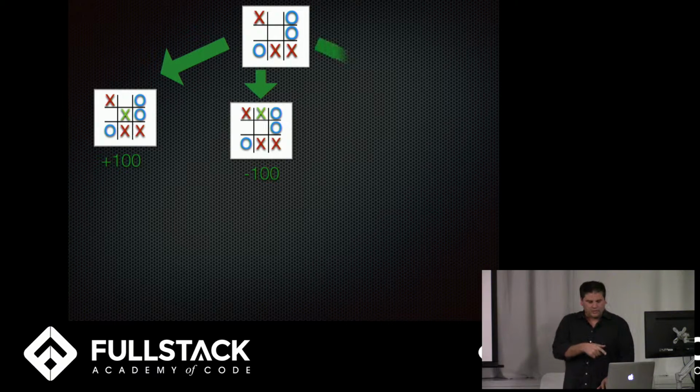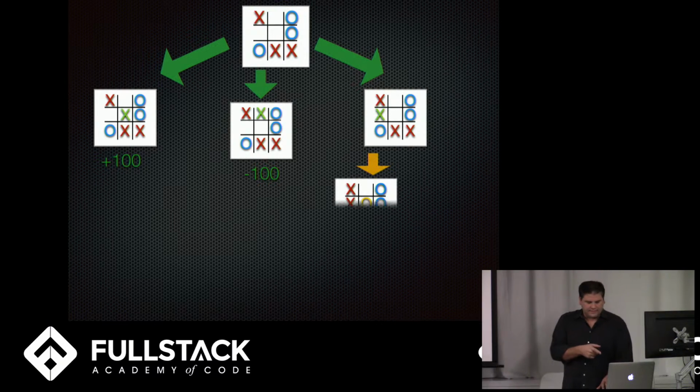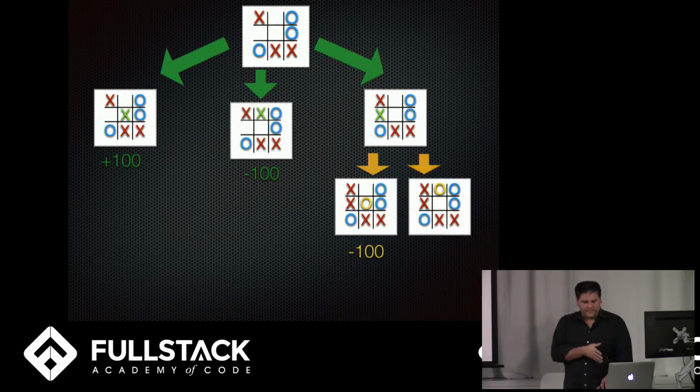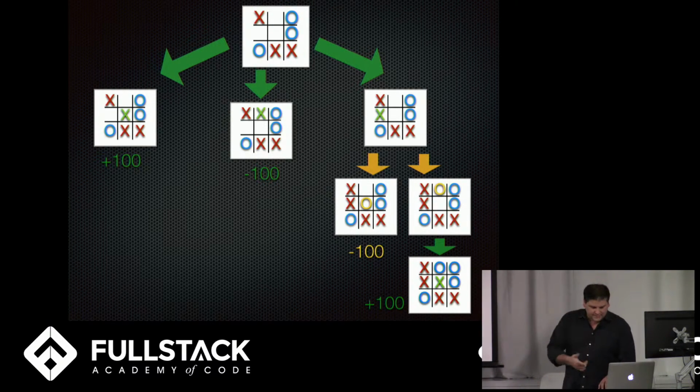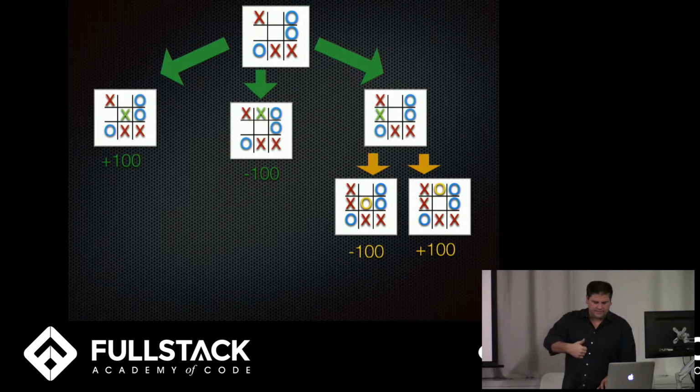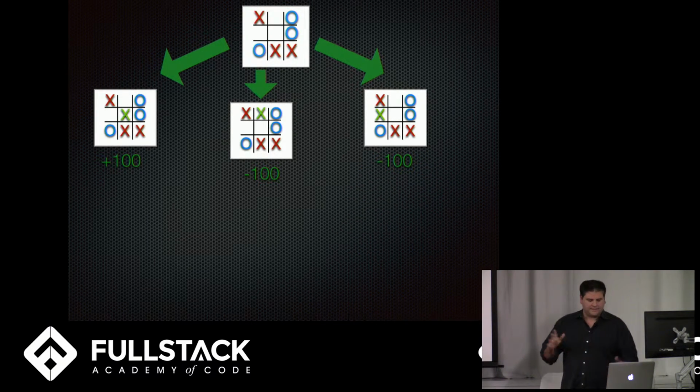But X still has 1 more move to try. And this is very similar to the middle one where O can either win or let X win, essentially. Same idea. So the plus 100 propagates up. O picks the negative 100 because it wants to. And now X can finally choose. The question?